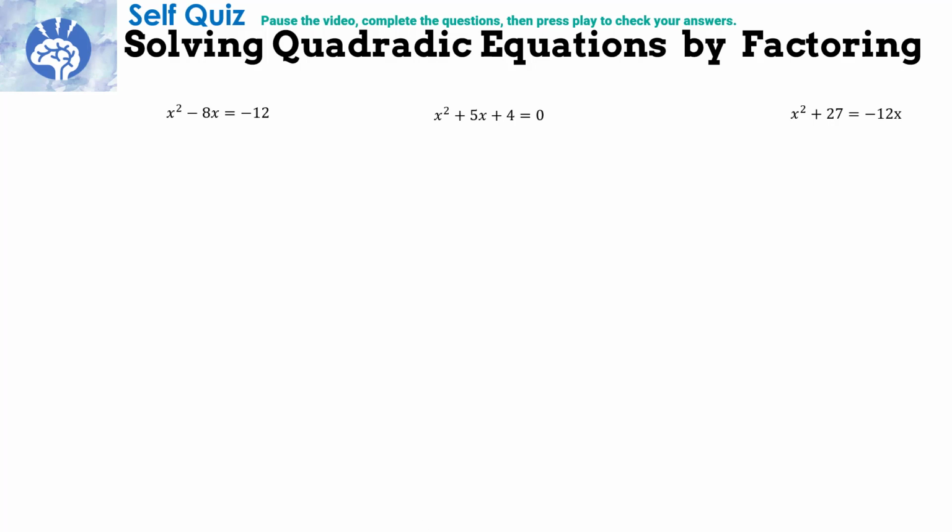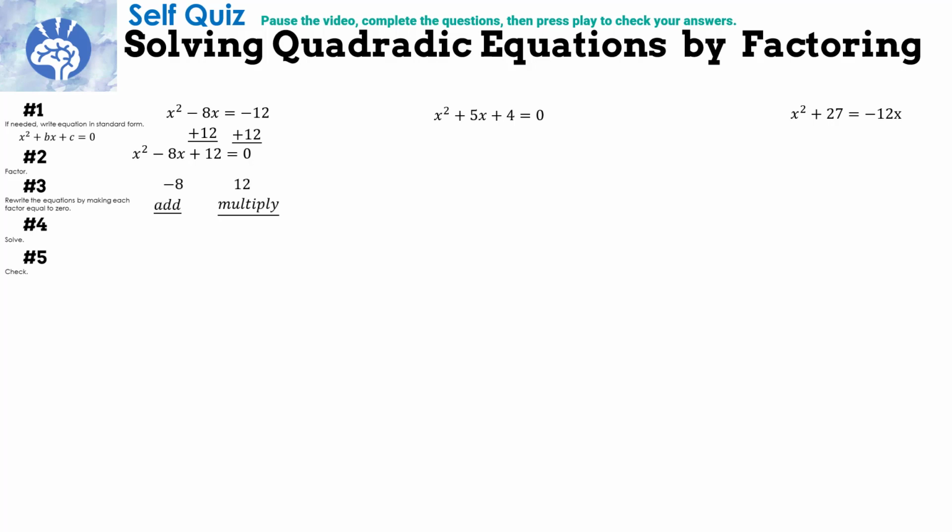All right, let's see how you did. Step number 1 is rewrite the equation in standard form. Well, this one we have to do. So we're going to add 12 to both sides, and we end up with x squared minus 8x plus 12 equals 0. Next, factor. We have to think of two numbers that multiply to 12 that also add to negative 8.